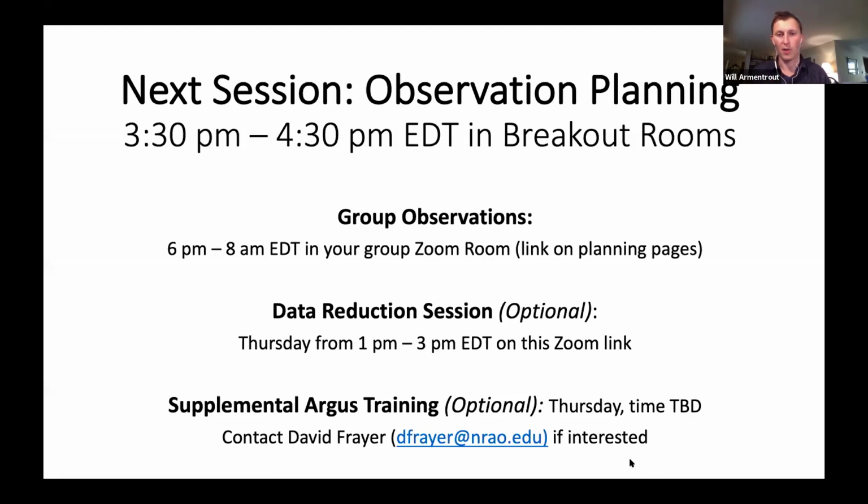That will end all of the formal sections of this workshop, although we will be on hand tomorrow for 2 optional sessions if you would like to call back in for some more training. The first is an optional data reduction session between 1 and 3 p.m., again with the scientists that you've been working with for your observations. The second is some supplemental Argus training that will be approximately 2 hours with some time to be announced. If you're interested in that one in particular, email Dave Frayer at that email address.